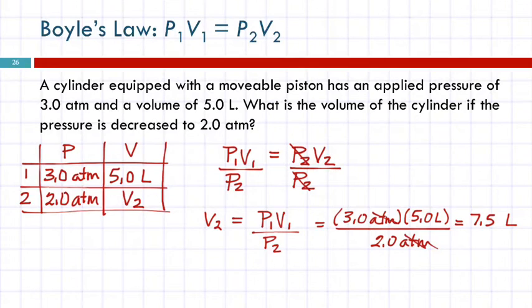Now we should ask ourselves, does it make sense? We have this container, a cylinder that can change volume, and it was at 3 atmospheres, and we reduced the pressure. We made the pressure less. Do we expect the cylinder to get larger or smaller? Larger. If the pressure goes down, it's not pushing as much, and the cylinder will get smaller.